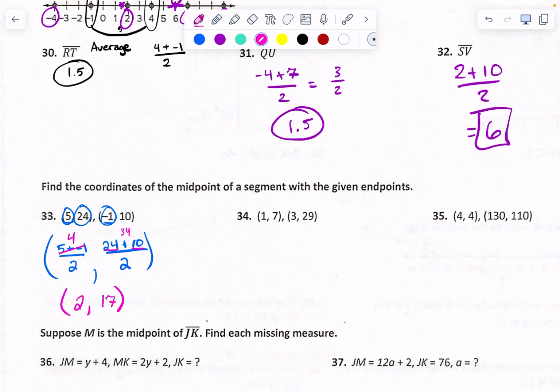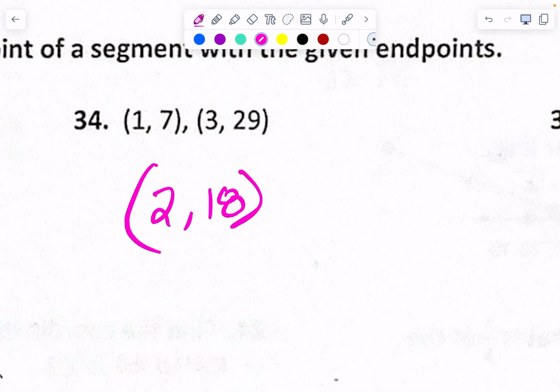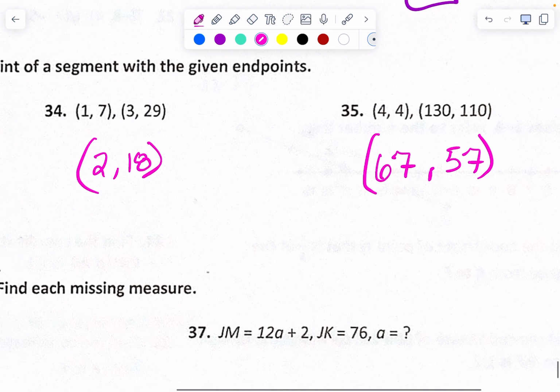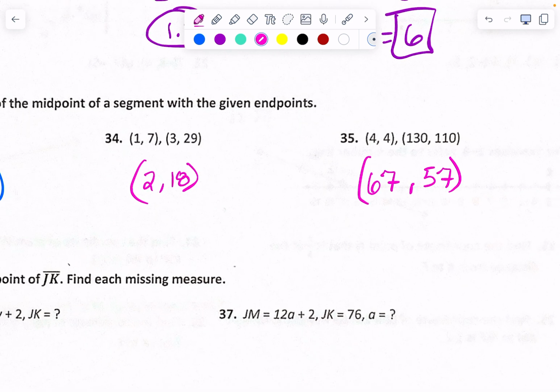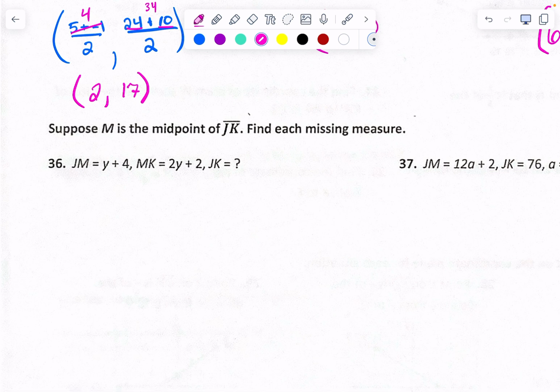All right, did you get an answer? 34, 35. Did you get 2, 18? Yeah. You betcha. Did you get 67, 57? You betcha. Awesome. Okay. Does that seem about in the middle? Probably. All right, last one. It is telling me that M is the midpoint from J to K. Draw a dang picture, please.